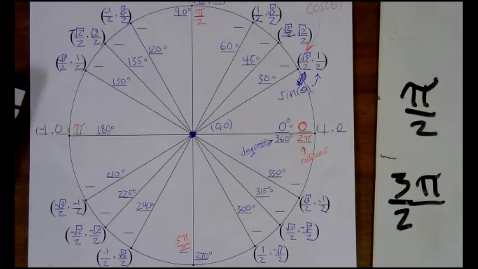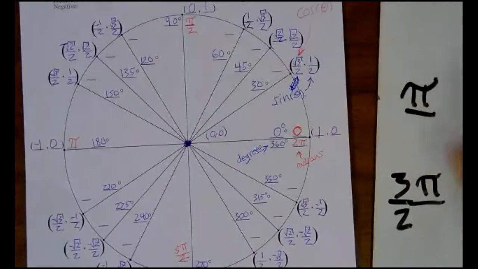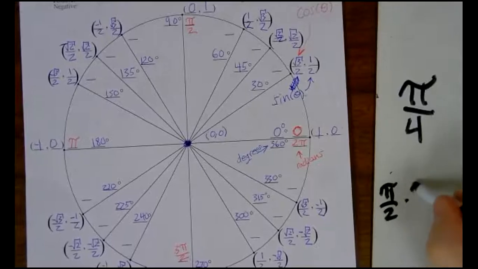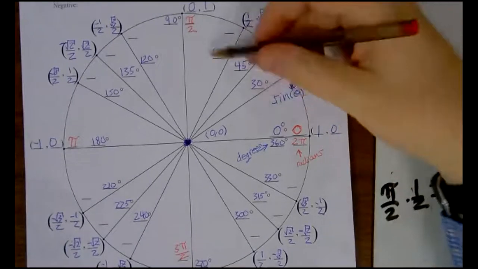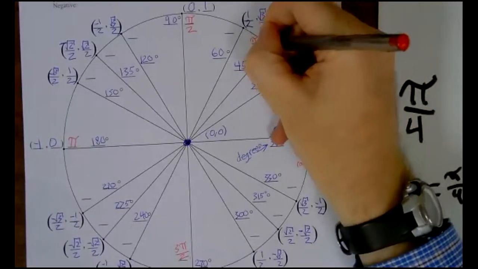Well, if I have half a dollar, what's half of a half dollar? Why, that is a quarter, 1/4. Or alternately, that's pi halves. That's pi halves times pi halves, or pi halves times a half, which is pi over 4. So half of a half, halfway to pi over 2, is pi over 4.